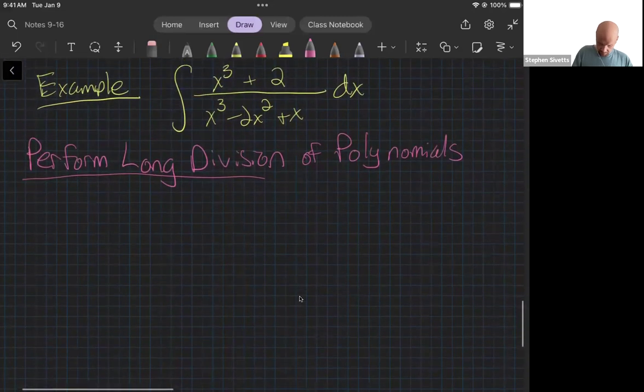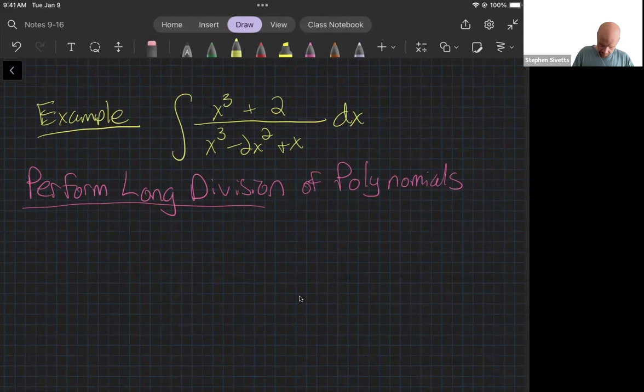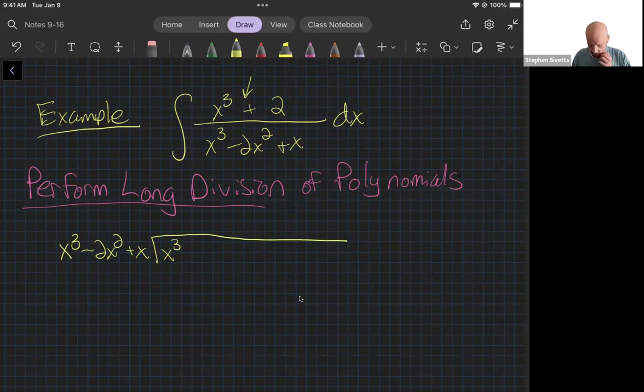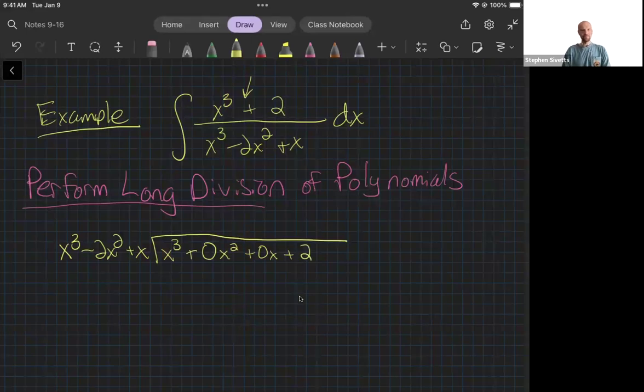So here's what we do, right? So the divisor is x cubed minus 2x squared plus x. And we're dividing this polynomial by x cubed. There's no x squared or x term occurring in the numerator, so we can just replace them with zeros. So 0x squared plus 0x plus 2, like this. Okay? So x cubed here can go into x cubed here one time, right? So x cubed goes into x cubed once.